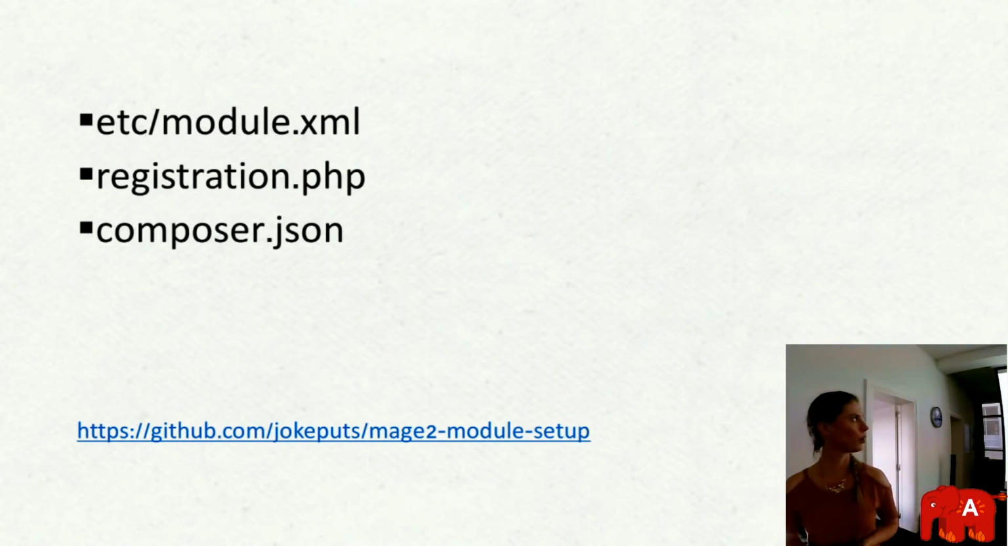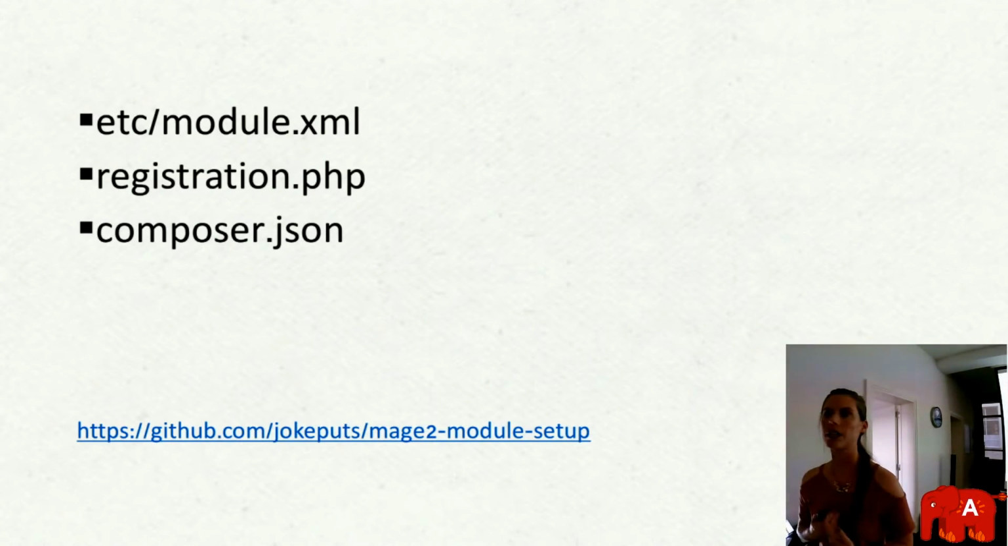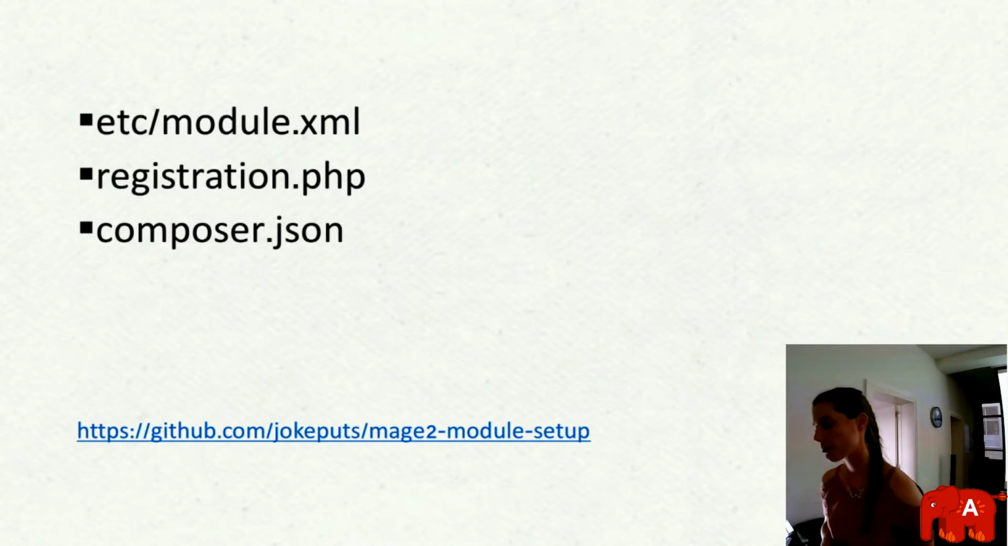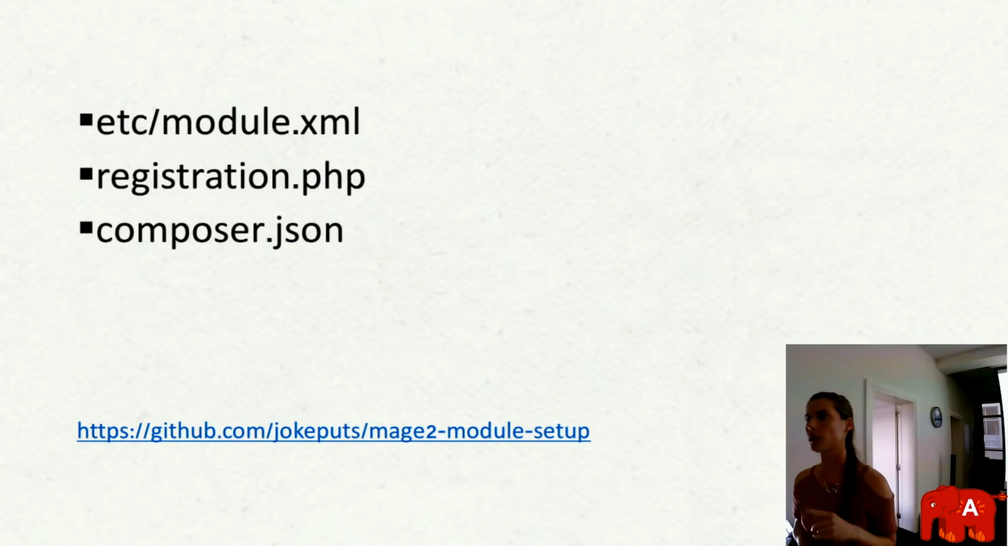Now, next, what do you need? To create a module, you'll actually need 2 files. 3 if you use a composer package. I also created a little project on GitHub, the Magento module setup, that will have all the code of the coming slides. So if you're after the presentation or you're interested in how this works, you can check out that project.